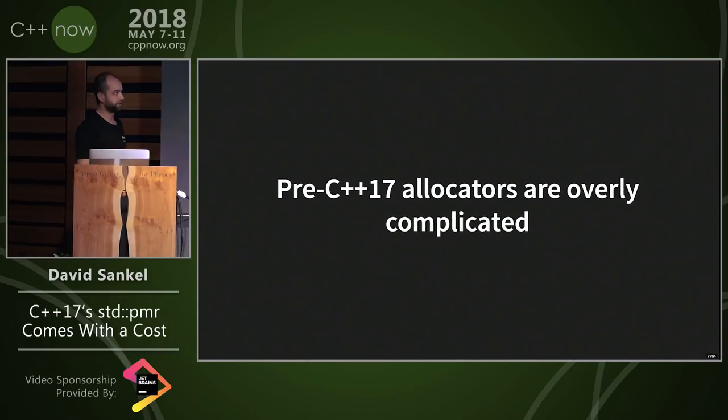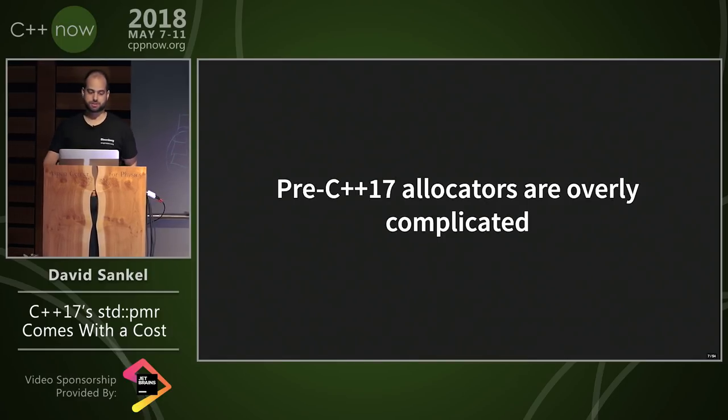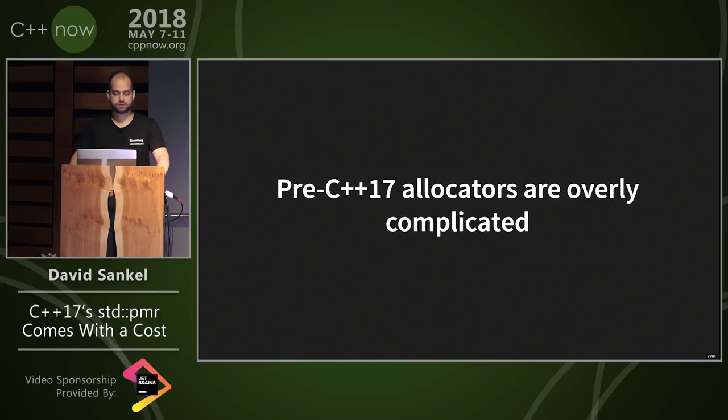And the third thing about std PMR, the problem that it's trying to address, is that pre-C++17 allocators in the standard are overly complicated. They're so complicated that hardly anybody uses them, and even fewer actually understand them. I can think of only a handful of people off the top of my head that actually understand the ins and outs of the standard allocator model.